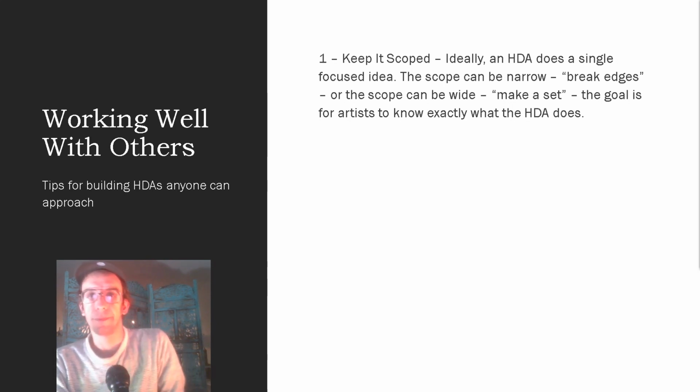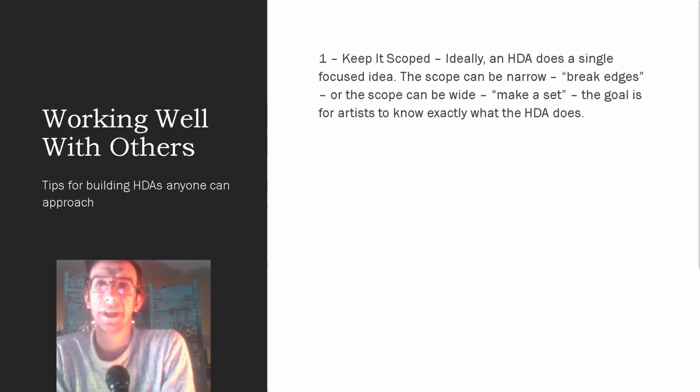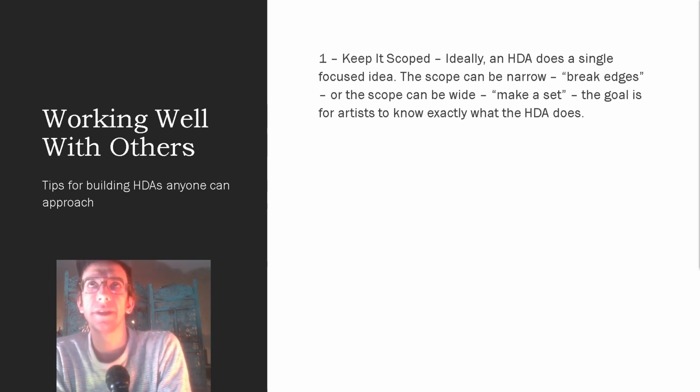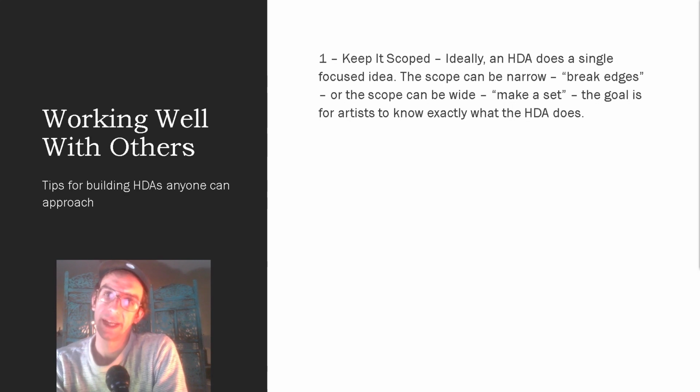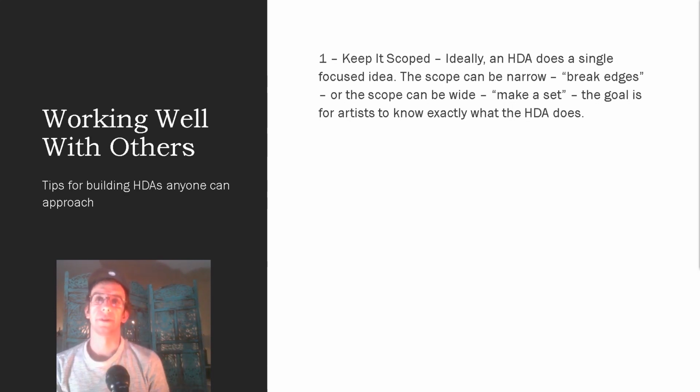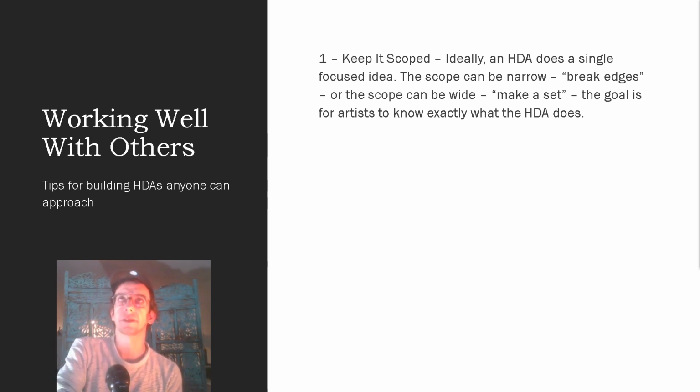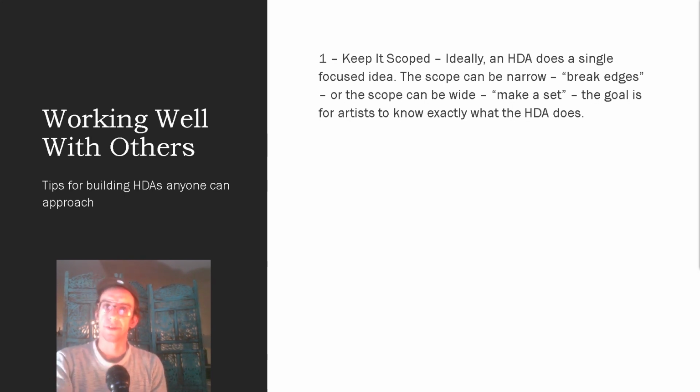And one of the core tricks to succeeding here is keeping the HDA that we're working on scoped, right? So ideally, when we're looking at the list of HDAs, we have an HDA that does one thing, right? And we know very clearly what that thing is, right? And so the scope can be very narrow, like we can be breaking some edges, or it can be wide. It can deliver an entire set, but the idea is that the scope is unified, right? So that what comes out of it is all together in a way that makes a lot of sense.